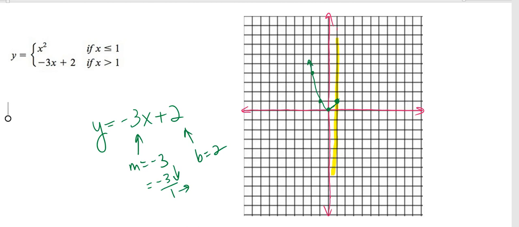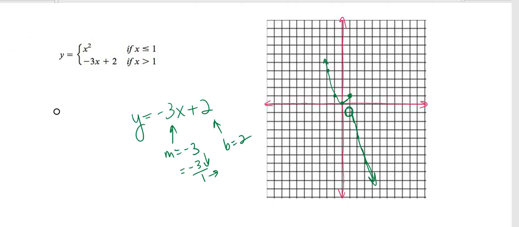So let's graph this. Our y-intercept would be a 2. And we're going to go down 3 and then over 1. Down 3 and over 1. Okay? Now, I don't want to use my values, though, that are less than 1. So I'm only going to use these values. And at 1, I'm going to use the left equation. So I want to make sure I put a big open circle here.